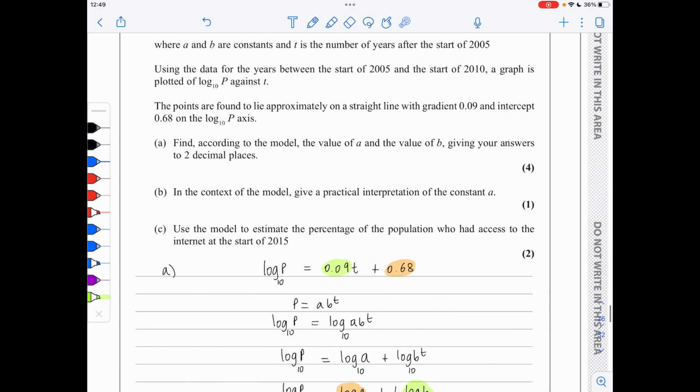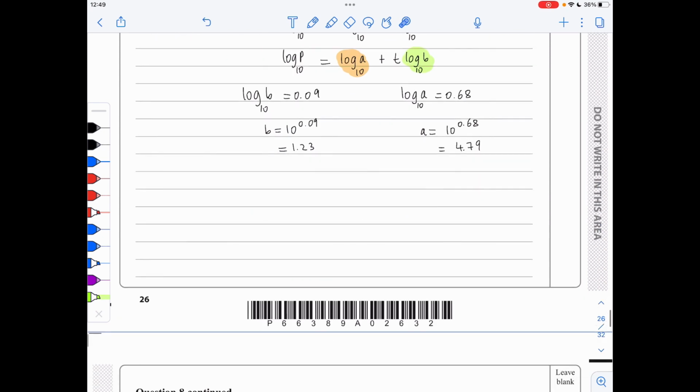In B, we are asked to give a practical interpretation of the constant A. So we can say that we have already established that P is 4.79 times 1.23 to the power of T. We observe that when T is 0, P turns out to be 4.79, and actually that's the percentage of the population that had access to the internet at the start of 2005.